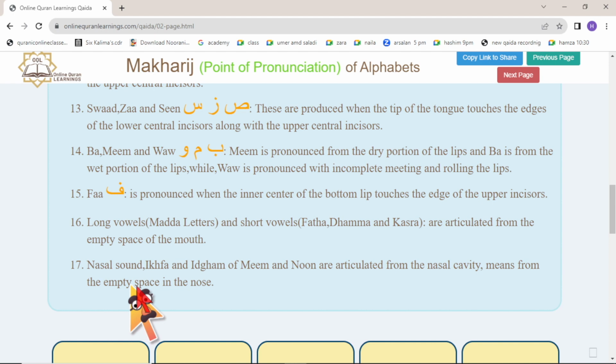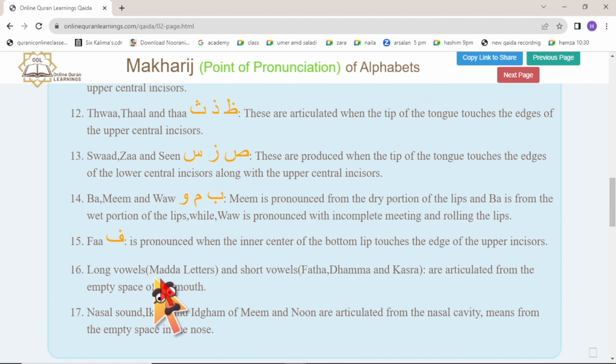So it says that nasal sounds, that is ikhfa and idgham of meem and noon, are always articulated from the nasal cavity. What is the nasal cavity? Nasal cavity means the empty space in our nose. So ikhfa and idgham of meem and noon are always articulated from the empty space in our nose.